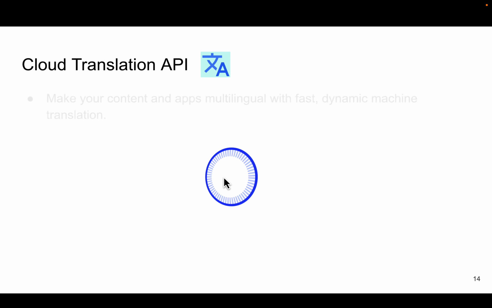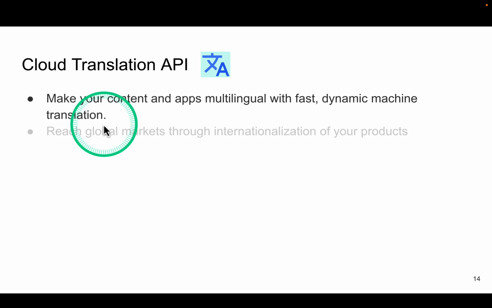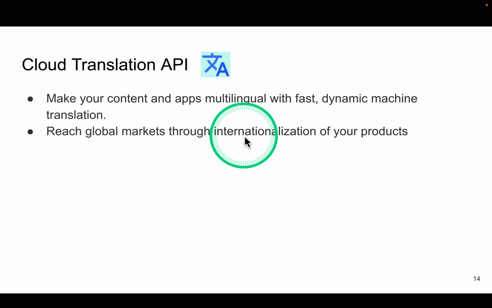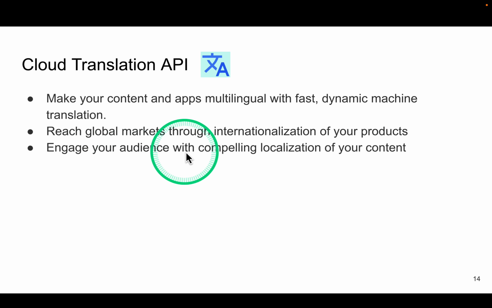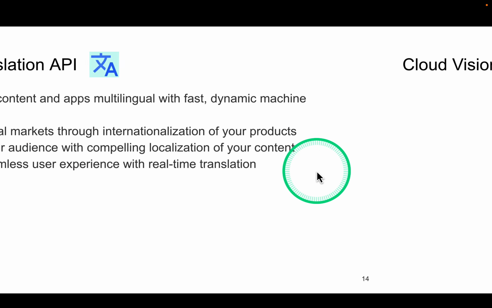Cloud Translation API. Make your content and apps multilingual with fast, dynamic machine translation. Reach global markets through internationalization of your products. Engage your audience with compelling localization of your content. Deliver seamless user experience with real-time translation.